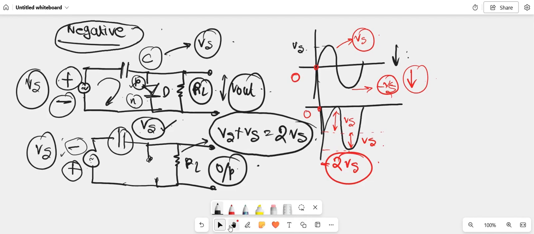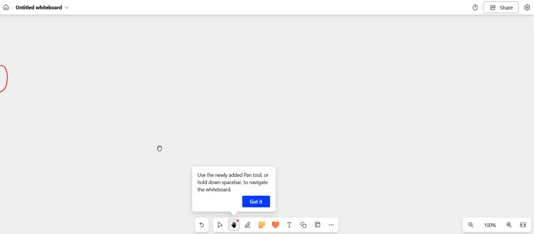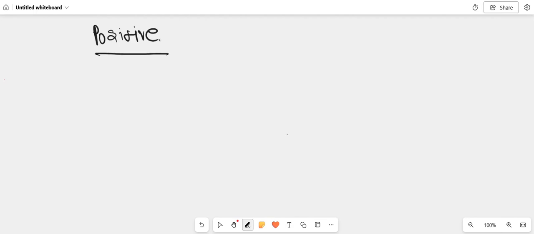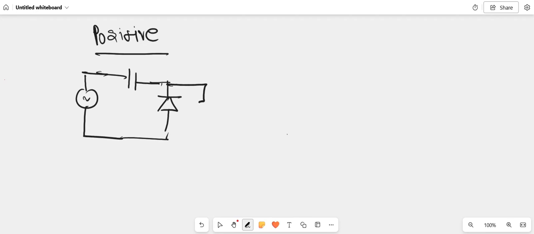Now we will discuss the positive clamper. Okay. So the positive clamper is just the same as the negative clamper, only the position of the diode will be changed. So this is our supply, this is our capacitor, this is our diode, this is our load resistance, and across this load resistance, we are taking the output.